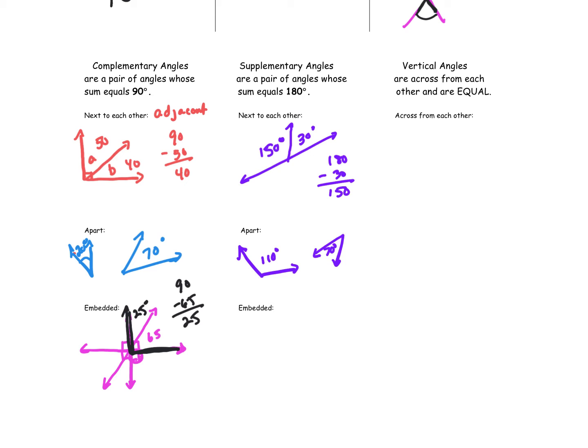And an example of embedded would again be if we'd started with a straight line, and then we used another straight line that crossed over it. So in this case, we would have more than one pair of supplementary angles. I'm going to call this A, B, C, and D. If I just concentrate on A and B, the first one that I drew, these two angles would be supplementary. They would add up to 180.